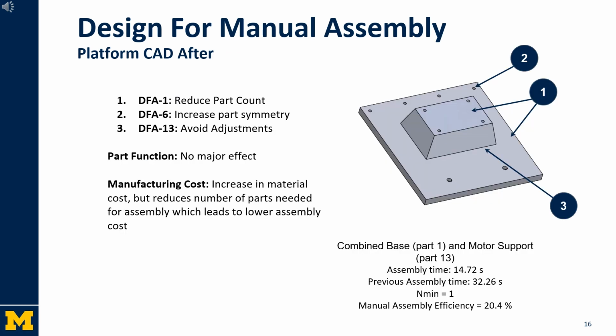We improved the base and motor support by reducing part count when we consolidated these two parts. We increased part symmetry and avoided adjustments in future assembly. These changes have no major effect in part function. The material cost did increase, but the number of parts decreased, which leads to lower assembly cost. Finally, we reduced the assembly time from 32.26 seconds to 14.72 seconds.